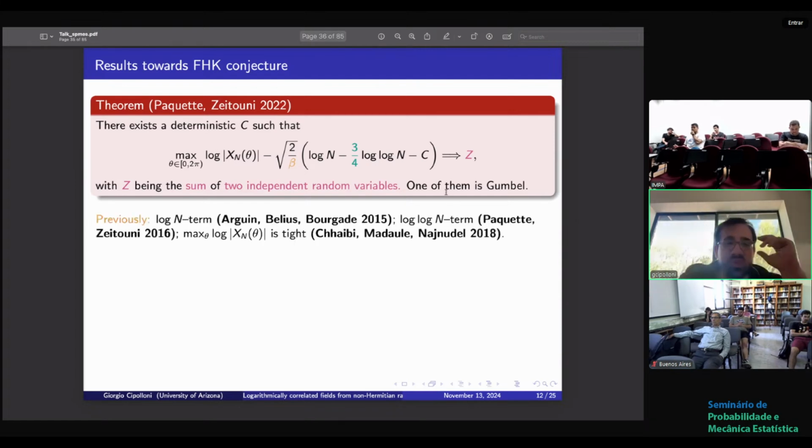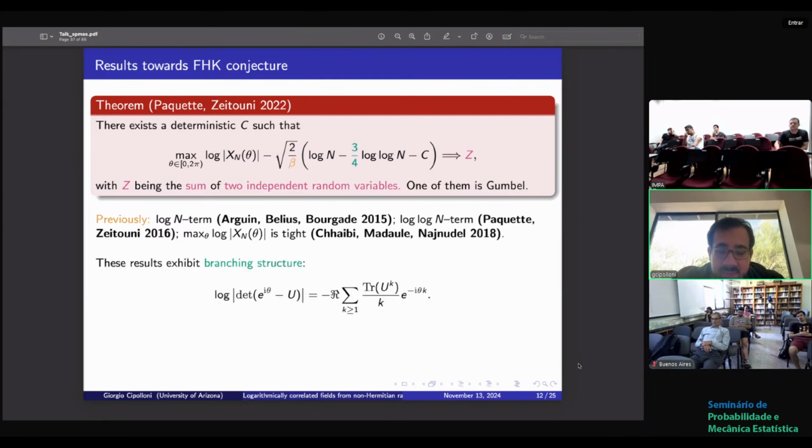But one thing that I want to stress is that while this recent result proves a large part of this conjecture, actually it was the cumulative result of many previous partial results. So basically, this expansion here on the right and on the left-hand side has been computed term by term. First with the leading order, then the log n correction, and then the tightness, and then finally in this recent work by Paquet and Zeitouni, the convergence in distribution, but it took quite some time.